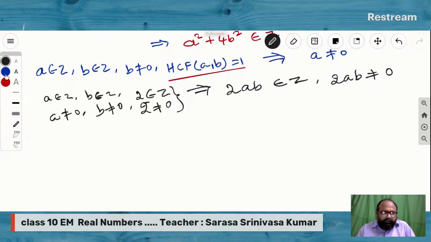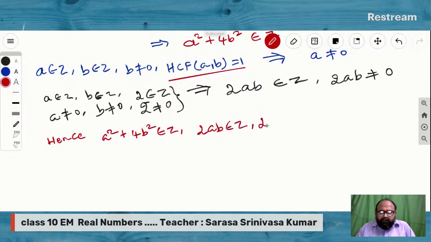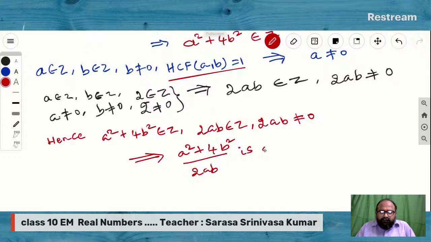So we can conclude that hence a square plus 4b square is an integer, 2ab is an integer, and 2ab not equal to 0 implies a square plus 4b square by 2ab is a rational number. It is a rational number.